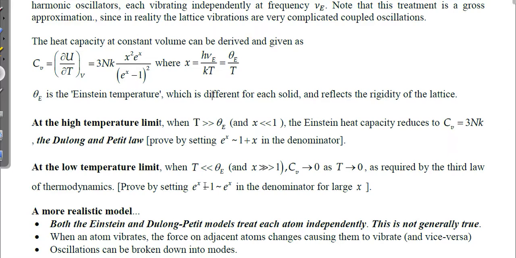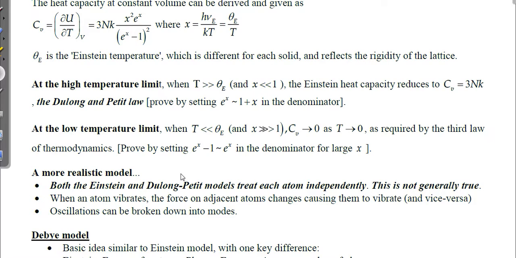And it was proved e to the power x minus 1 is approximately e to the power x in the denominator for large x. Okay. So if somebody is interested in mathematics, they can go ahead with this proof and send me a personal mail, so that I will include it in the next lecture or explain it there. But here I assume that we are getting this Cv value by the Einstein model, and at high temperature and low temperature it is valid, it is agreeing with the experimental results.